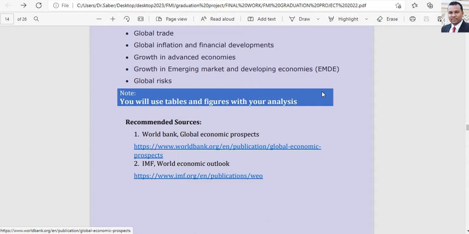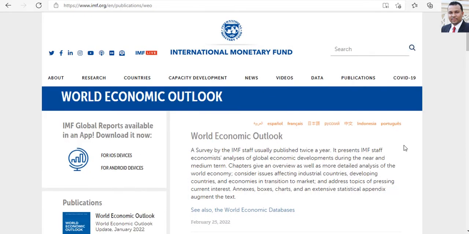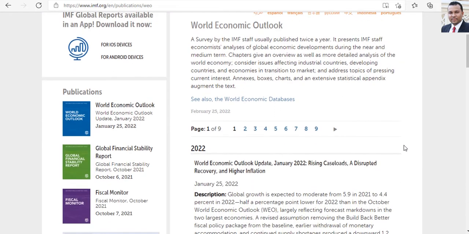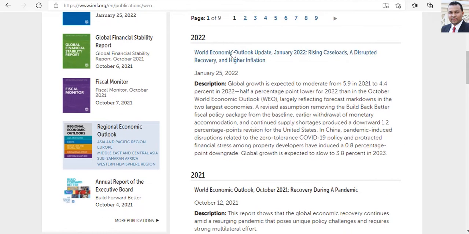Another source you need to discover to write this section: World Economic Outlook, and the publisher is the IMF. Okay, you will click IMF. This is the report, World Economic Outlook, and this is the report you need.